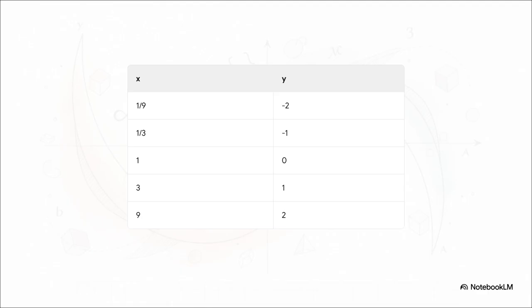3 to the power of 0, that's 1. 3 to the power of 1 is just 3. See? By picking simple powers, we get x values that are easy to plot. Connect those dots, and there's your log curve.